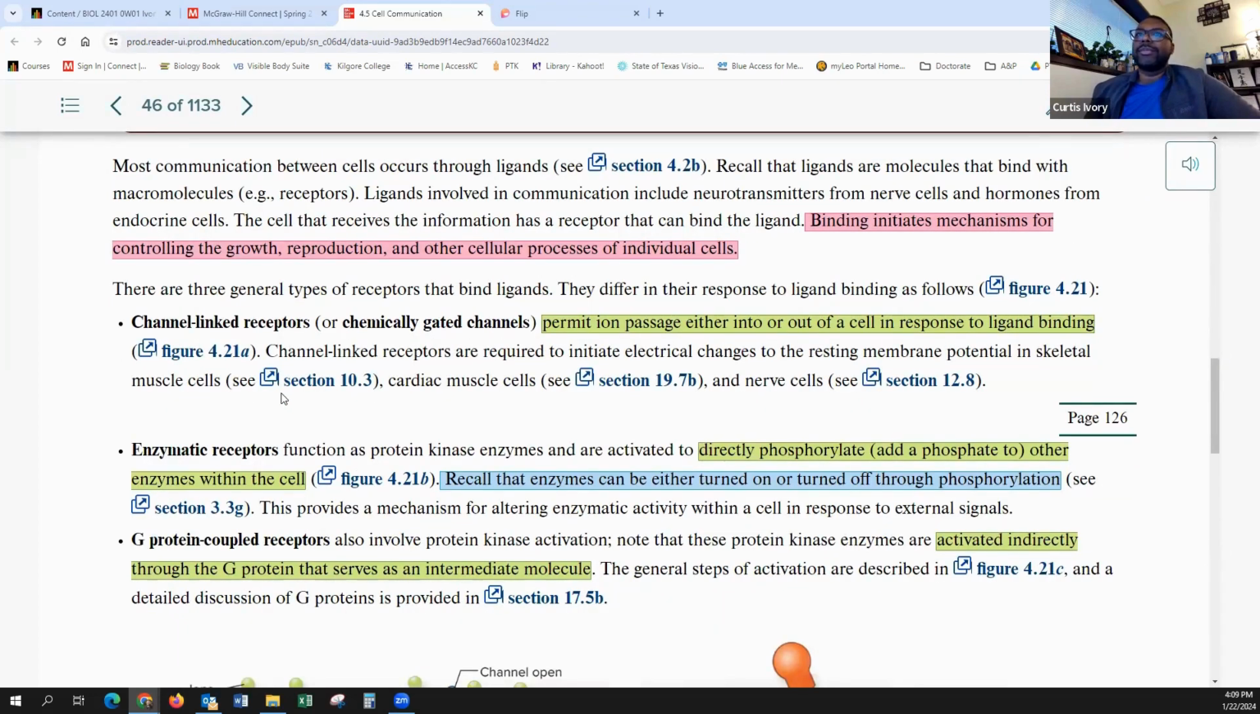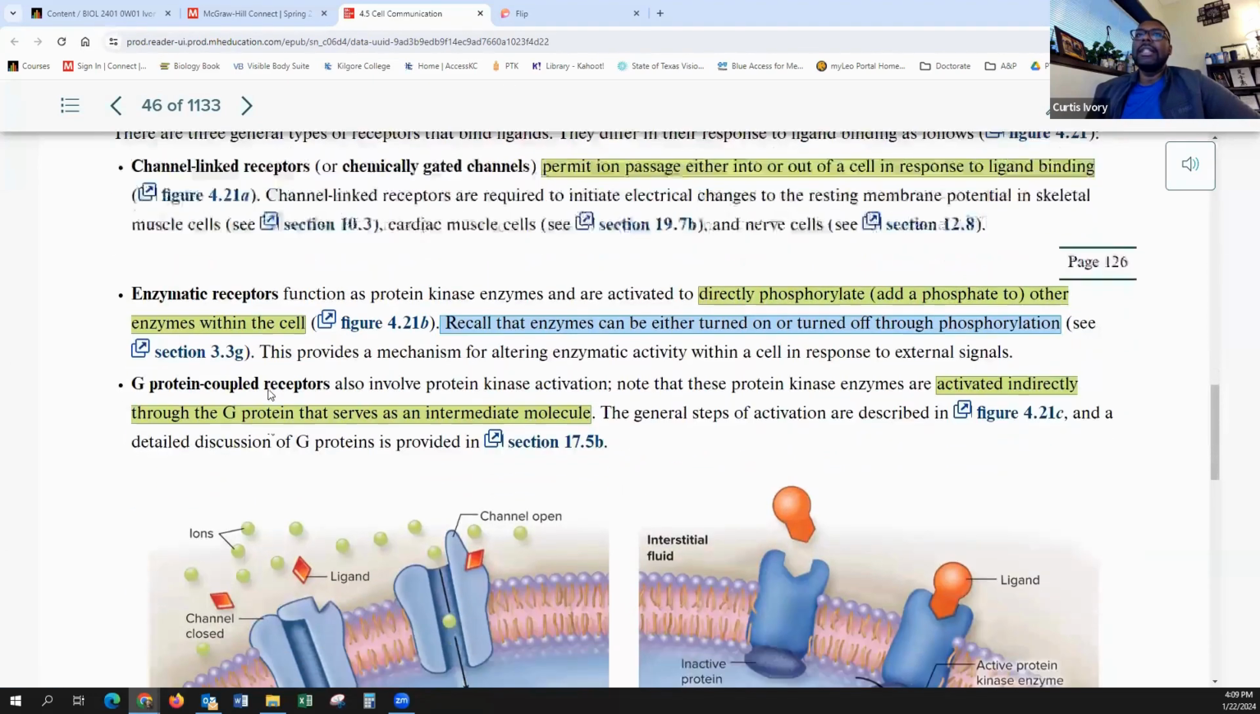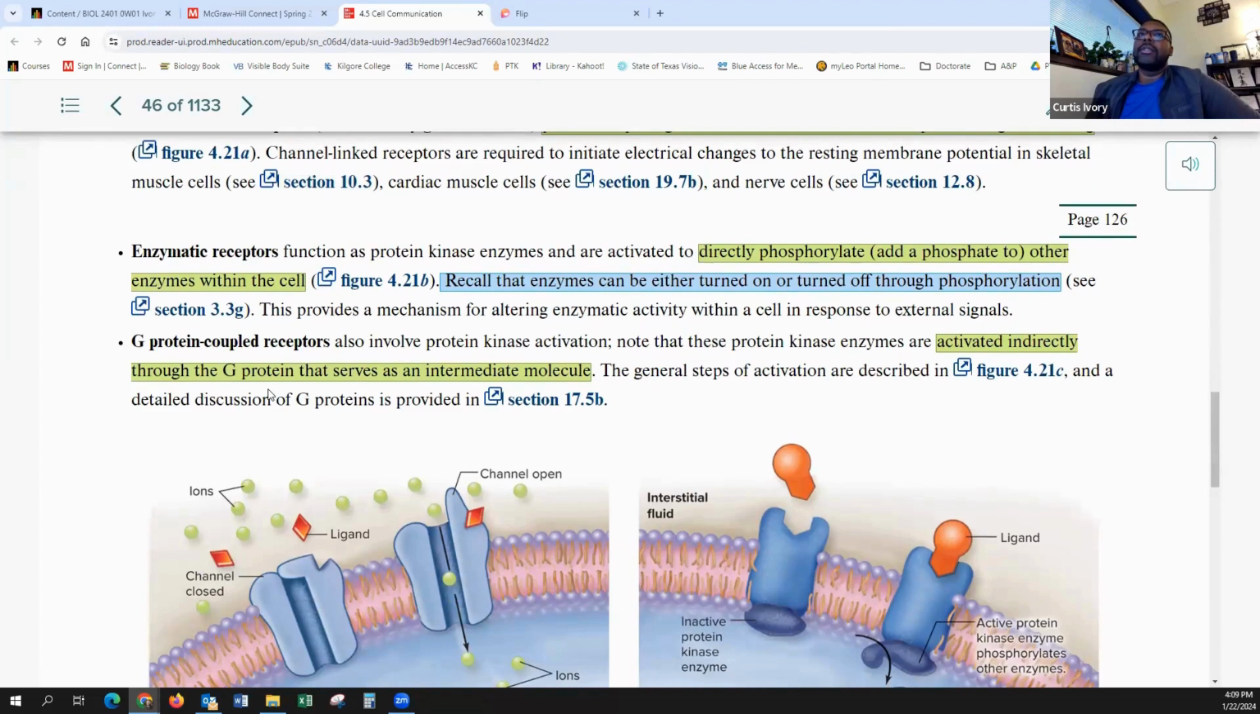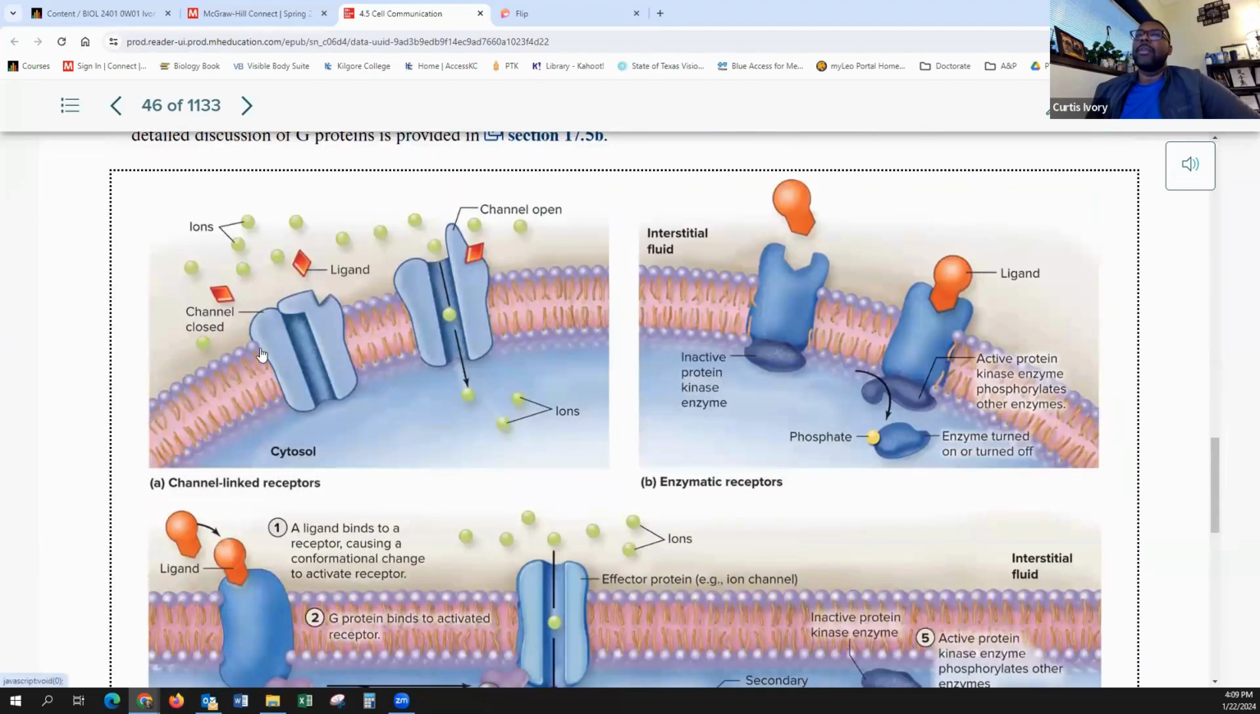Enzymatic receptors function as protein kinase enzymes. So they directly phosphorylate, which means it just adds a phosphorus or can take away a phosphorus on an enzyme in the cell. Understand that enzymes can either be turned on or off by adding a phosphorus or taking away a phosphorus, like we mentioned last chapter. G-coupled proteins serve essentially as an intermediate molecule. And let me actually give you a representation of that.